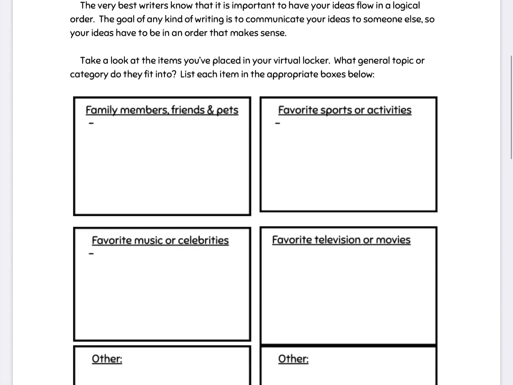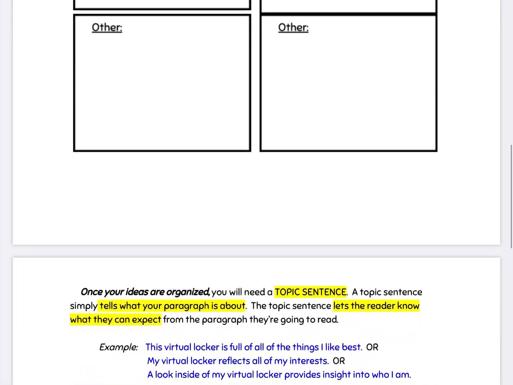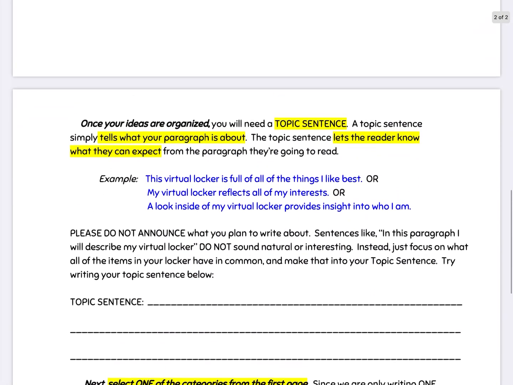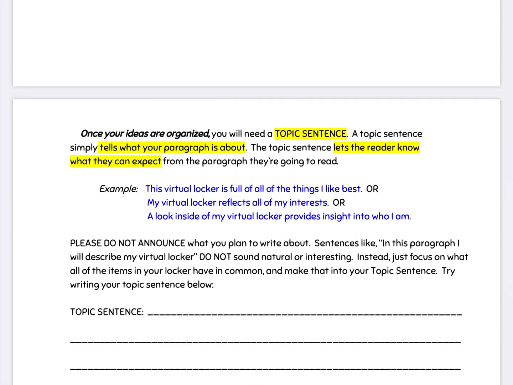So once we categorized all of our materials, we moved on and discussed writing a topic sentence. I'm sure this is a review for some of you, but a topic sentence is simply a sentence that tells what the paragraph will be about. It lets the reader know what they can expect from the paragraph they're about to read. So we have some examples in the blueprint. This virtual locker is full of all the things I like best. Or, my virtual locker reflects all of my interests. Or, a slightly more sophisticated take, a look inside of my virtual locker provides insight into who I am.